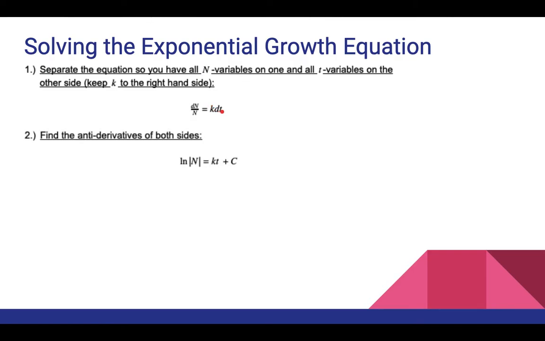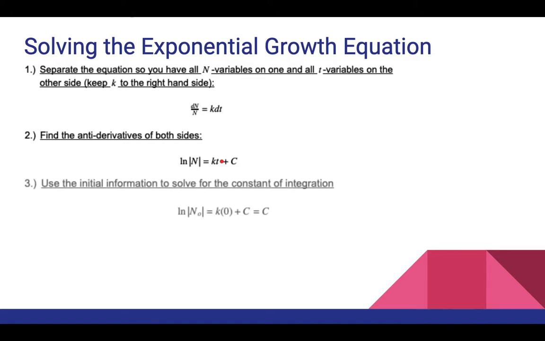The next thing we're going to do is find the antiderivatives of both sides, which means the antiderivative of dn over n is going to be a natural logarithm of n, and the antiderivative of k dt is going to be kt plus c. And then we're going to use our initial information to solve for the constant of integration.